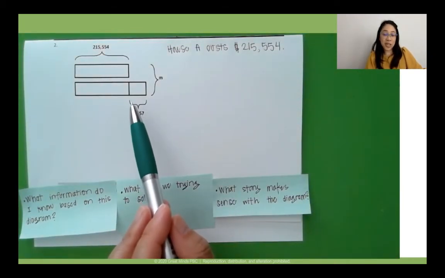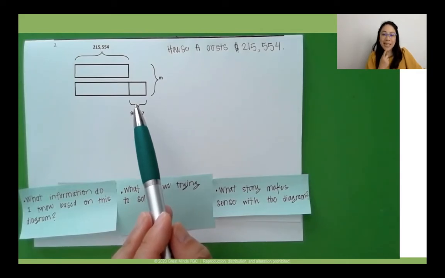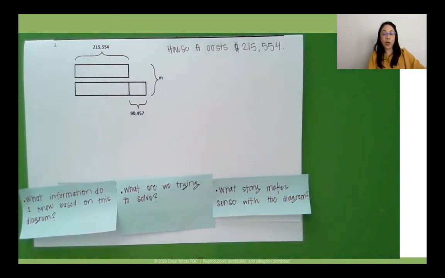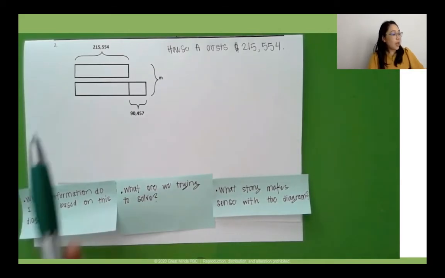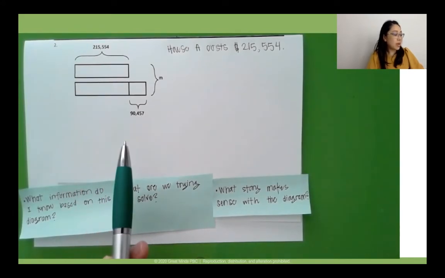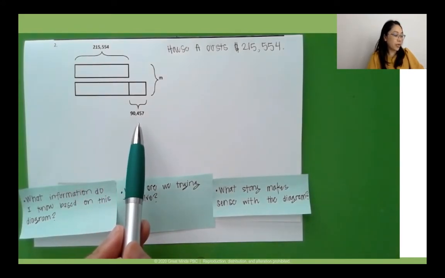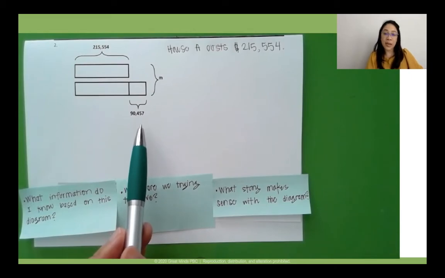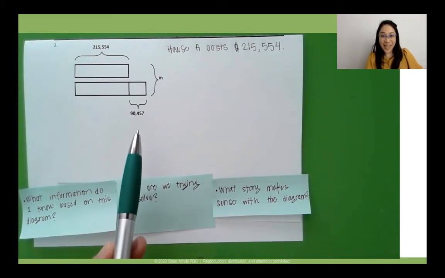This tape illustrates the cost of house B. What sentence can we add to our word problem to tell us about the value of house B? I was thinking that we could write, house B is $90,457 more than house A. Let's write that in.